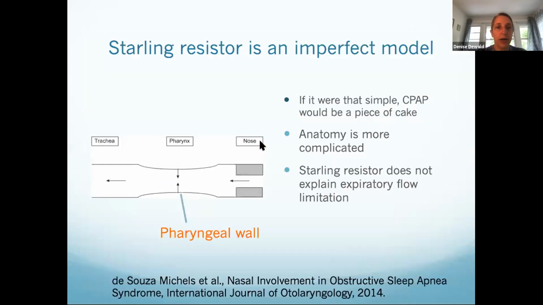And so why is that? It's because the Starling resistor is really an imperfect model. This is like a simplified pharynx. So here's your trachea, your nose, and here's your collapsible airway. And if it were this simple, CPAP would be like a piece of cake, right? You just pressurize it, this expands and everyone sleeps fine. But that's not the way it works, because anatomy is more complicated. And this doesn't even explain expiratory flow limitation, which I mentioned exists.